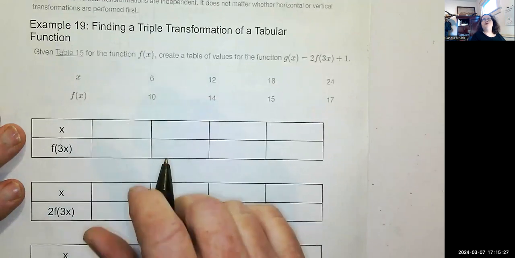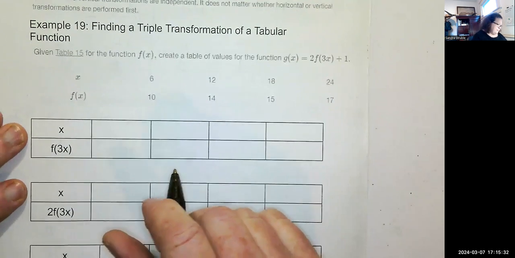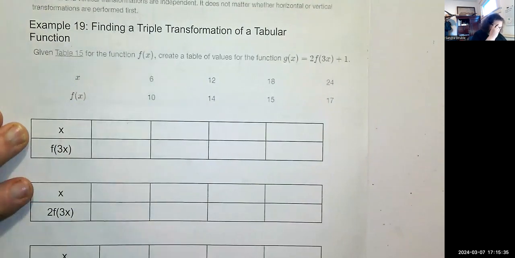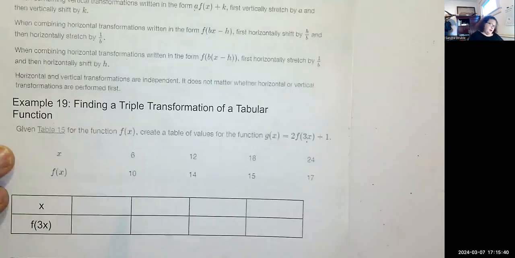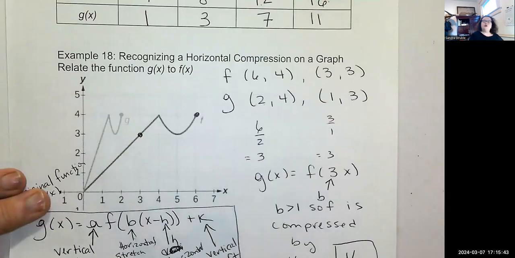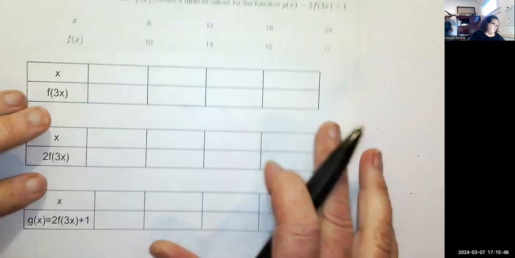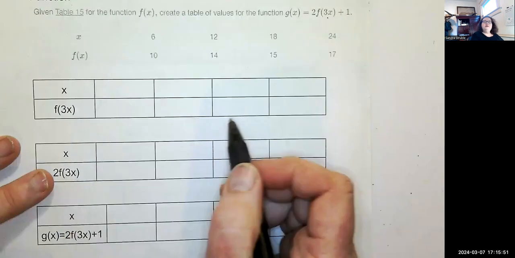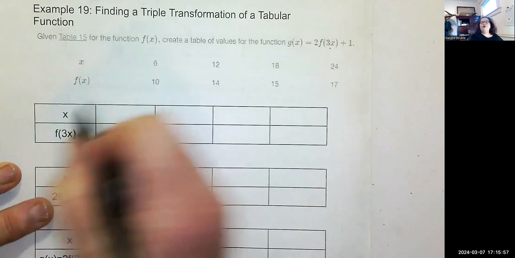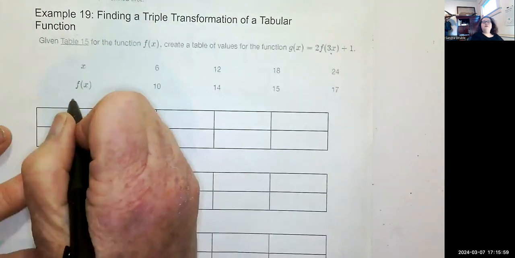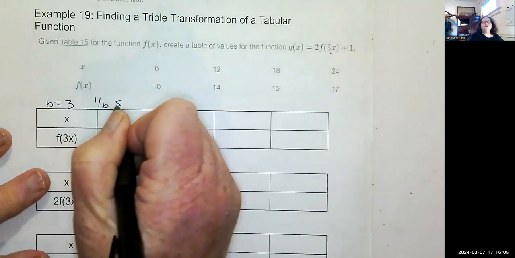Create a table of values for the function g of x is equal to 2 times f of 3x plus 1. All right, we're going to do each of these individually. We're going to start with the 3x. This is going to be a horizontal. Well, I'll show you. What is 3? 3 is b. It's a horizontal stretch or compression, and it's 1 over b. So the way to look at that is, instead of starting off with 6, 12, 18, and 24, x has to start off with a third, 1 over b. So b is equal to 3. 1 over b is our stretch or compression.